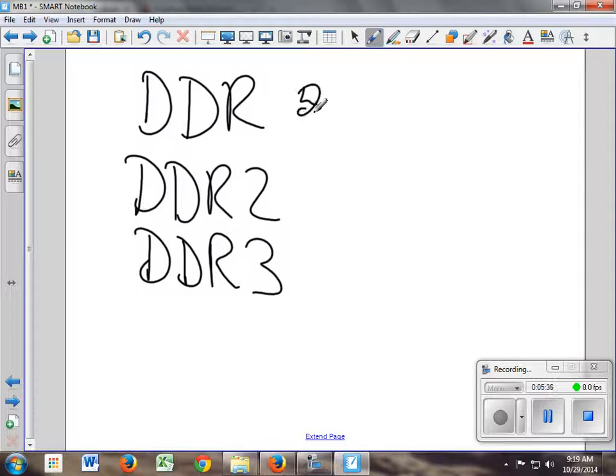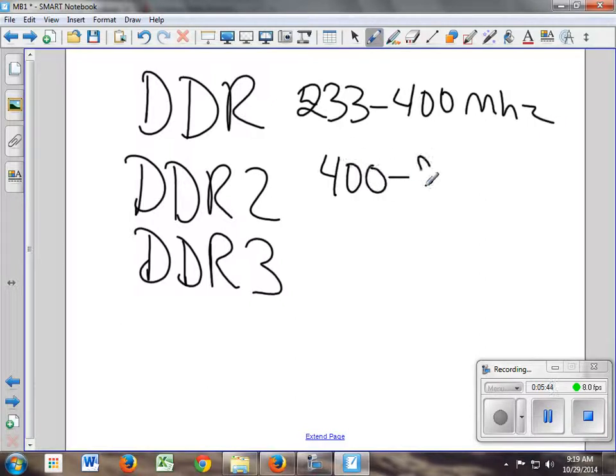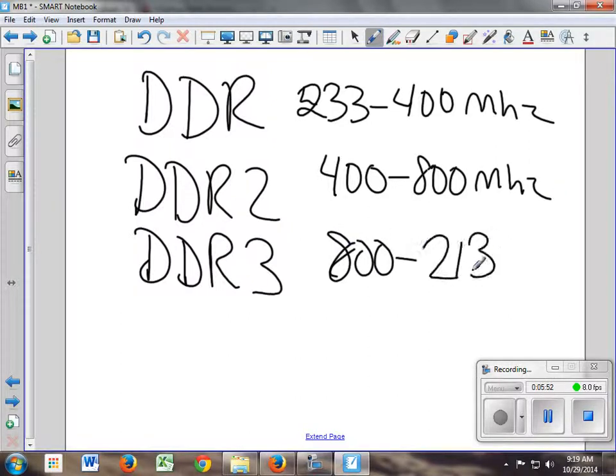I think it was 233 to 400 megahertz speed. And this one went from 400 to 800 megahertz, and this one went from 800. So I think right now the fastest is 2133 megahertz, and that's how many cycles per second. So you can see DDR, when they went to the next standard, picked up from that speed and then got faster, and then it picked up from that speed and got faster. And you can't plug one into another.